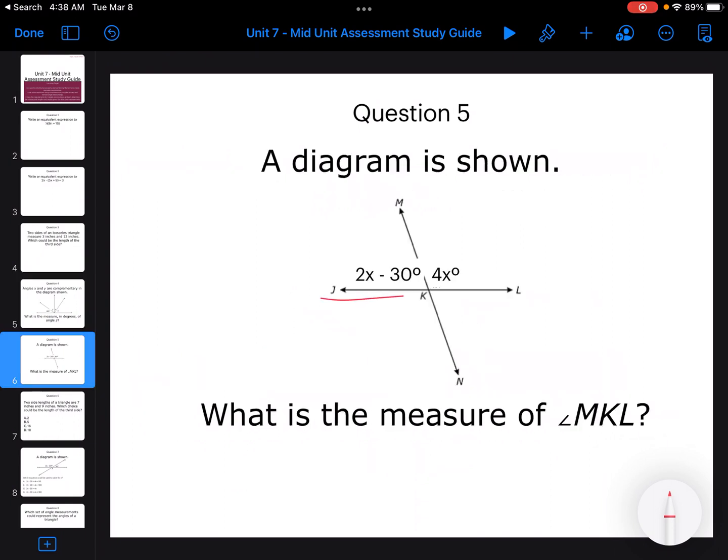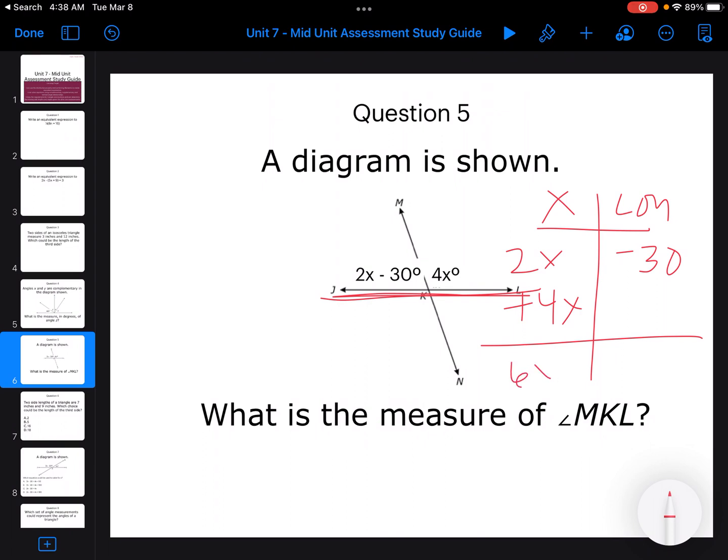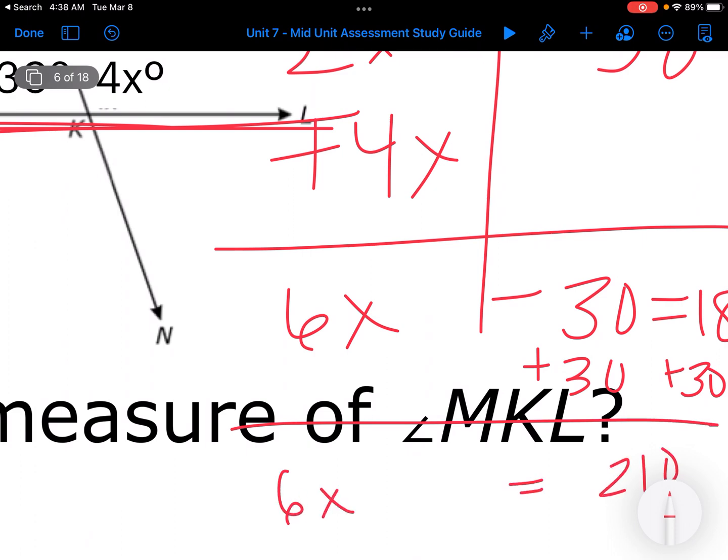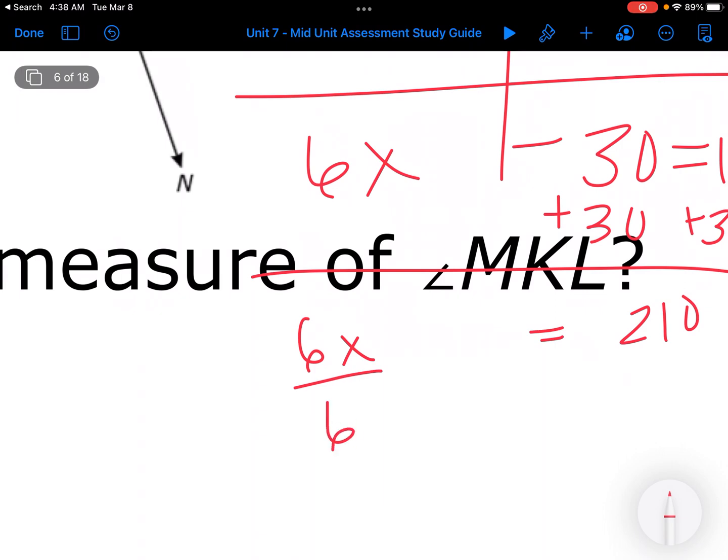For this one, I have a straight line. So I'm going to combine like terms. So I have my x's and my constants. So 2x minus 30 plus 4x. So I have 6x minus 30. That's all equal to 180 because it's a straight line. I'm going to add 30. So I have 6x equals 210. Divide by 6. X equals 35.